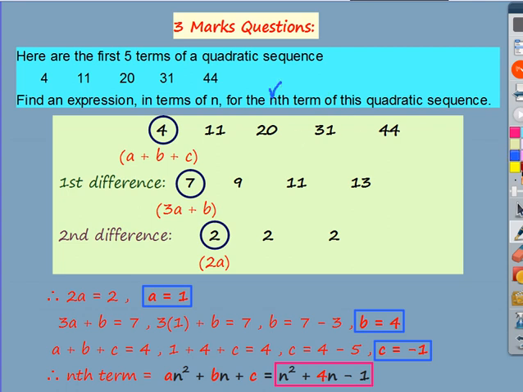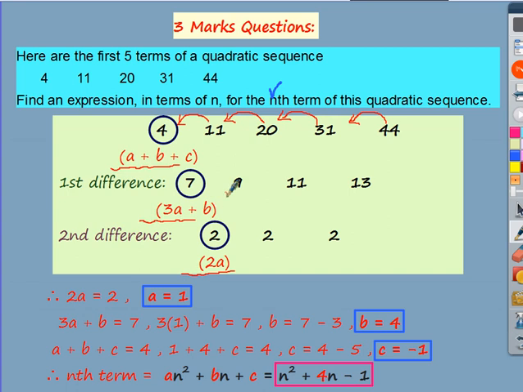So when we go for nth term here, let us find first difference. So your first difference is 7, because 11 minus 4, 20 minus 11, 31 minus 20 and 44 minus 31. So I have got this first difference. Now as I told you, my first number is a plus b plus c. My first term of first difference is 3a plus b, and this is my 2a. So always pick up these first numbers only, the starting numbers.